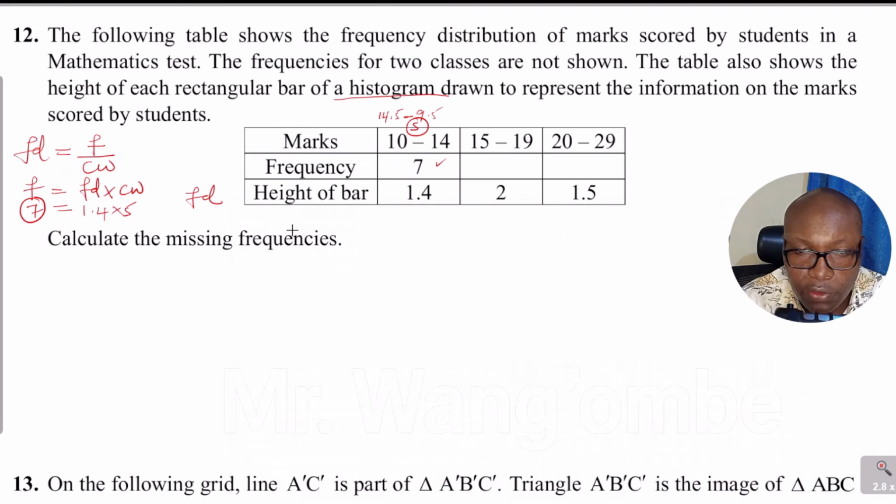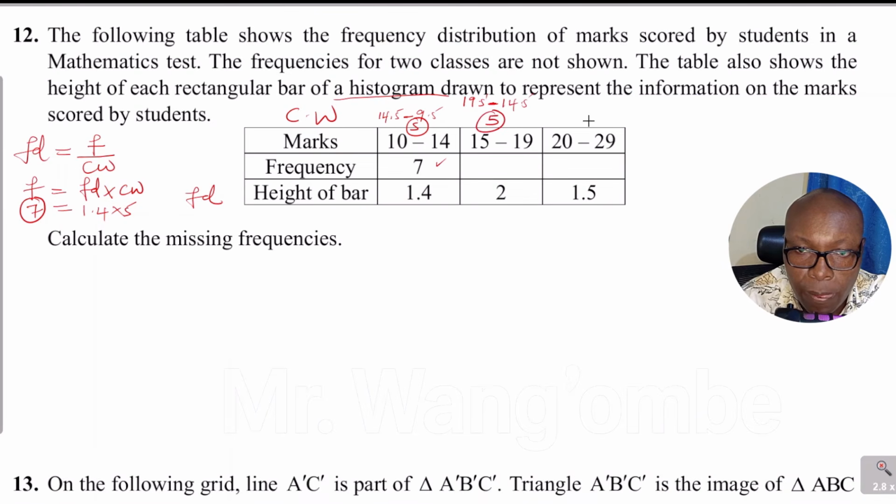So this is the formula that has been used here. So that is what you're supposed to do for all the others. So calculate the class width of the others. 15 to 19. So simply take 19.5, that is the upper class boundary. You get the upper class boundary by just adding 0.5 to the upper class limit, then subtract the lower class boundary, take 15, subtract 0.5, that will be 14.5. So that gives 5 as well.